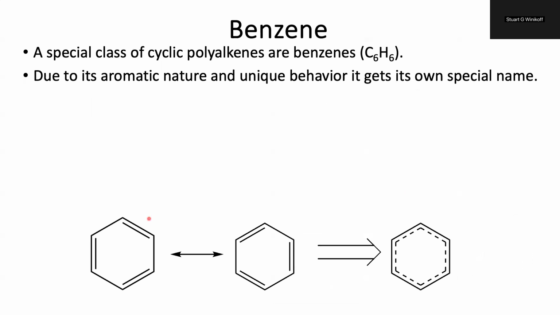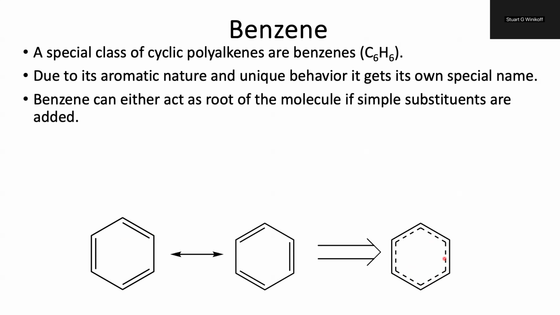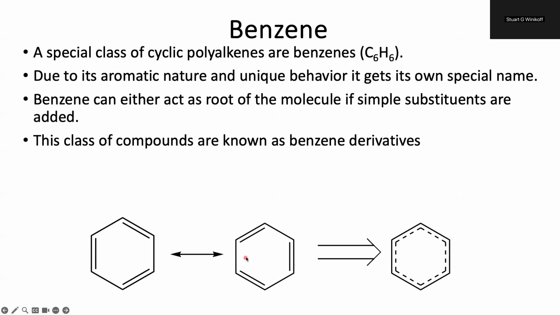It gets its own special name because again, resonance means it can push these double bonds all the way around. So these electrons are truly delocalized. As a result, it won't follow the classic polyalkene names, but it will again borrow some of those similar rules. So again, the first important thing to remember is that a benzene ring can either act as the root name of a molecule, where it adds substituents to the benzene, and this class of compound is known as benzene derivatives, so species that are derived from benzene.